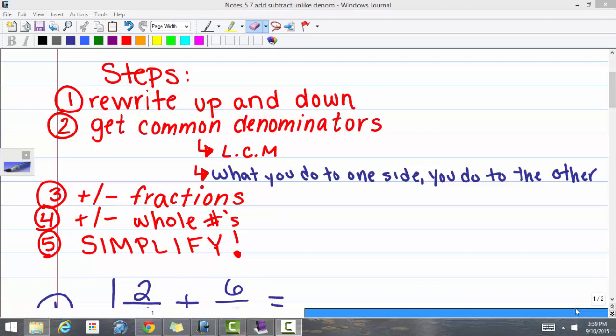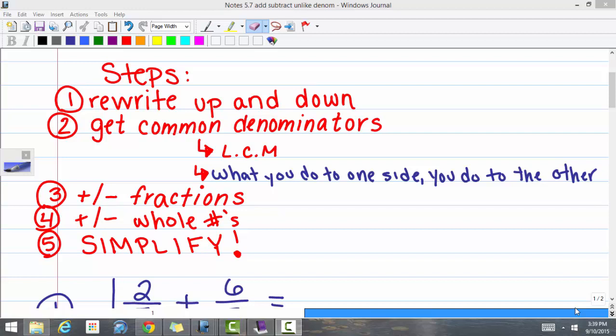This short video is going to be on adding fractions with unlike denominators. So on the screen you can see 5 steps for how to add fractions. We're always going to be writing these problems up and down, or vertical, because that helps us when we have to get common denominators, which is the second step.